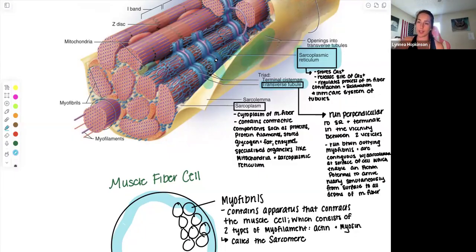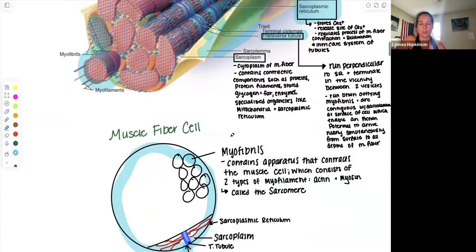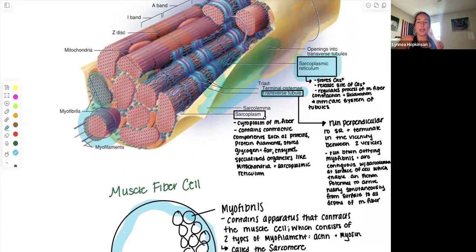I'm going to go more in depth on this in the next video, but for now I will let you know that because they run between outlying myofibrils, which are these guys here within our muscle fiber, and are continuous with the sarcolemma, our layer of cell membrane here which surrounds our muscle fiber, it is going to enable an action potential to arrive nearly simultaneously from the surface to the depths of all the muscle fiber, which is incredible, and we will get into a little bit later.